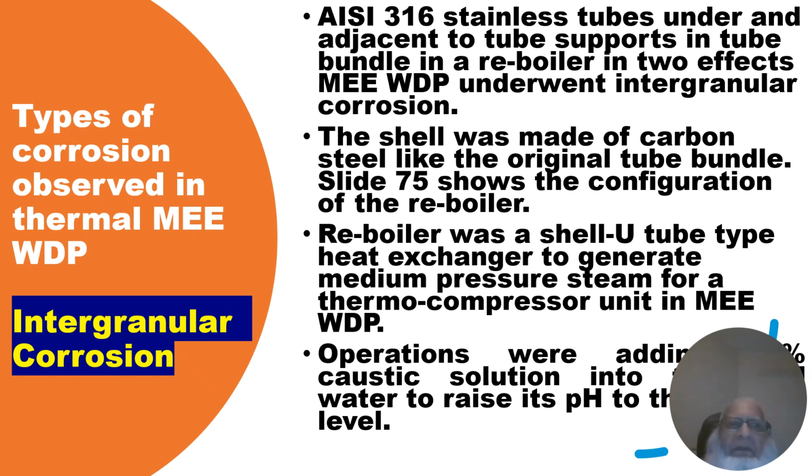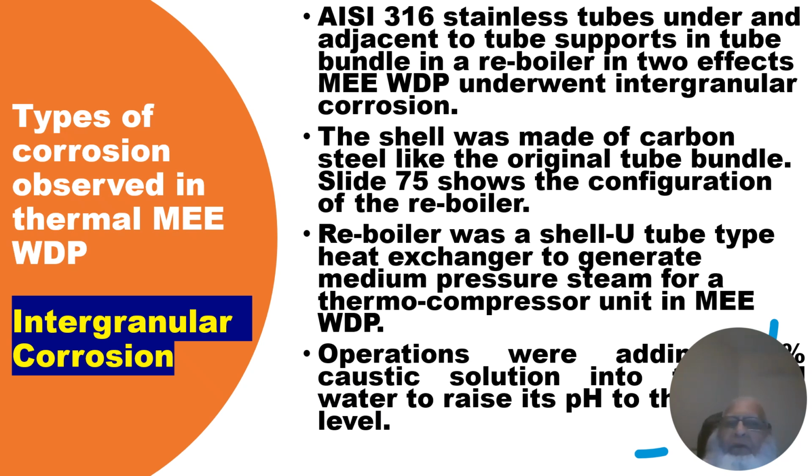This slide shows intergranular corrosion as observed in thermal MEE WDP. AISI 316 stainless steel tubes under and adjacent to tube supports in tube bundle in a reboiler in two effects MEE WDP underwent intergranular corrosion. The shell was made of carbon steel like the original tube bundle.